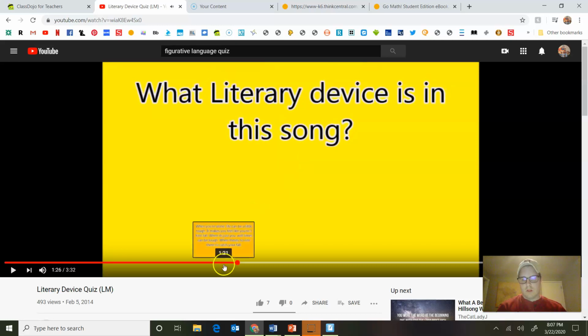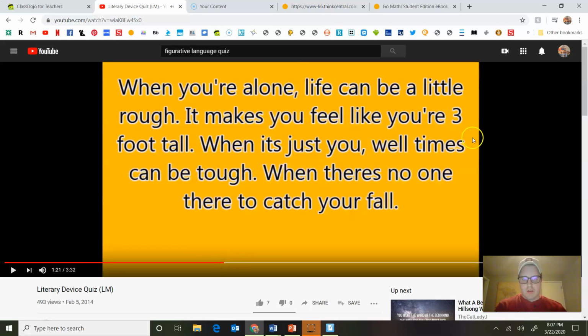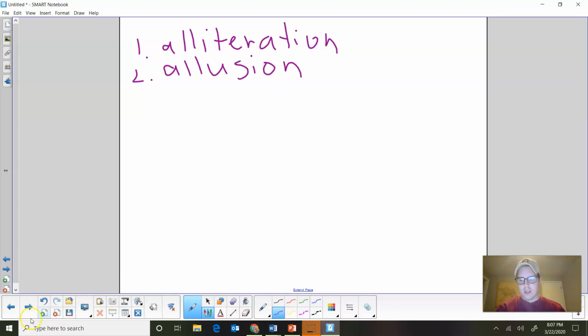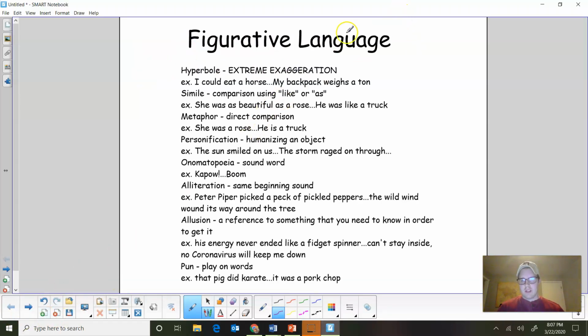All right, so you've got this line right here. It makes you feel like you're 3 feet tall. Which one of these figurative language devices uses the word like to compare things?